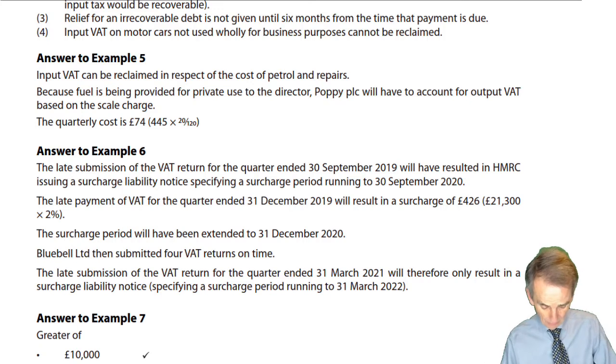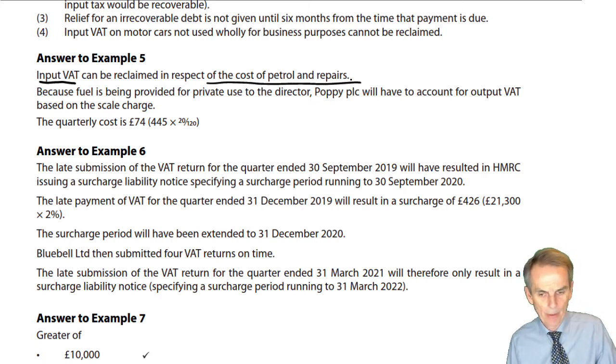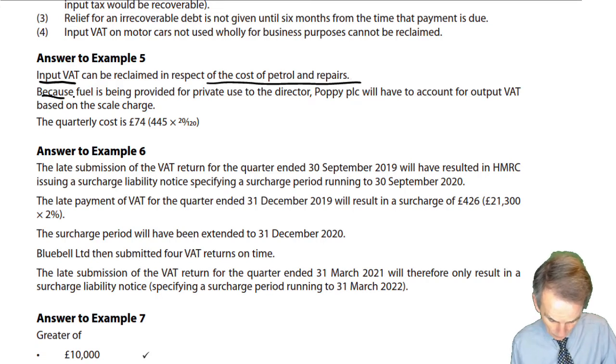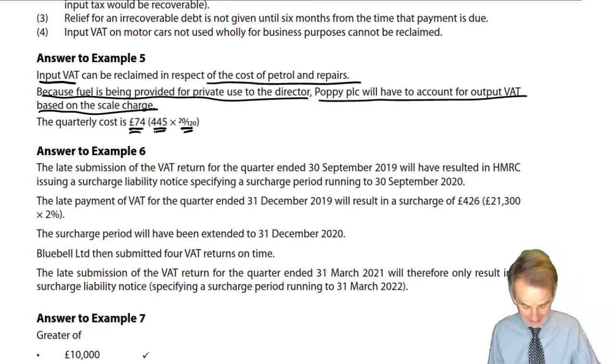Well, I hope there weren't any problems there for you. Input VAT, of course, can be reclaimed in respect of both the cost of the petrol and the repairs. In relation to the repairs, because there is some business use going on here, all of that input VAT is recoverable. In relation to the input VAT on the fuel costs that have been incurred, we still allow all of that, but because there is some private mileage as well as some business mileage, the trader is required to account for the output VAT in relation to the scale charge for that particular vehicle. Again, something will be linked to CO2 emissions, but you'll be given the figure. Because fuel is being provided for the private use of the director, Poppy PLC will have to account for output VAT based on the scale charge. That figure was given, as it must be. It is VAT inclusive. Just do your 20/120ths and get the figure, and that is it, job done therefore.